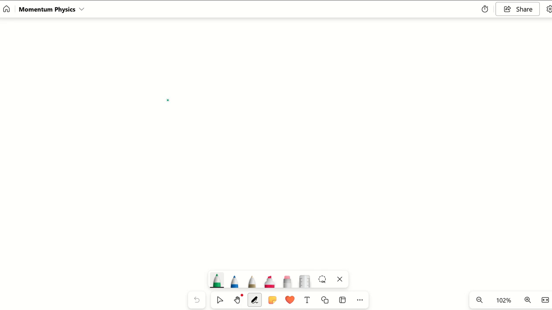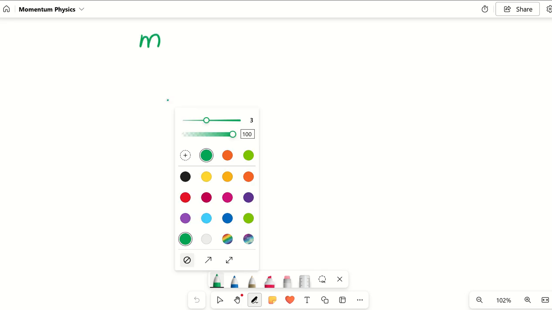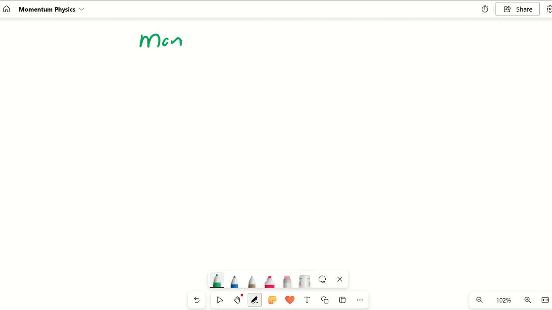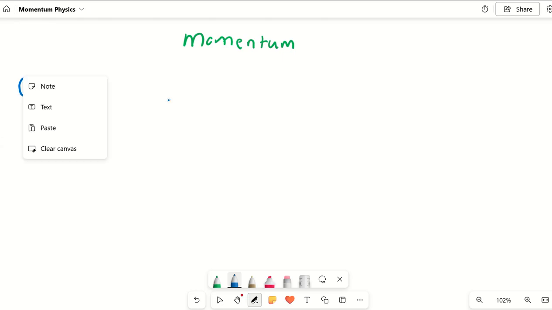Topic: momentum. Momentum. Okay. Momentum. Is the spelling correct? Yes, it is. Now, what did we say momentum was? We said that momentum is quantity of motion.